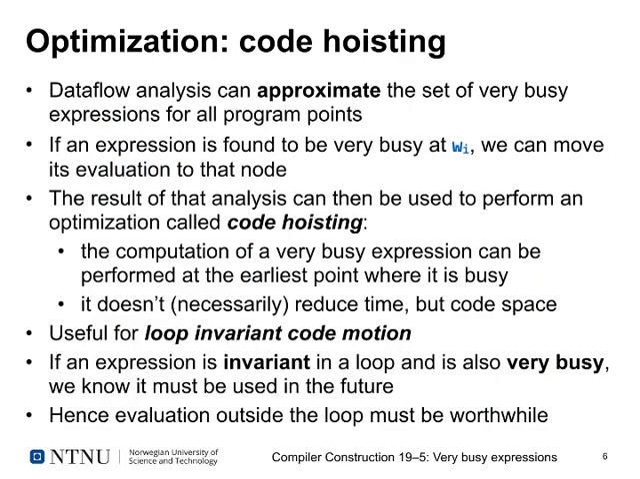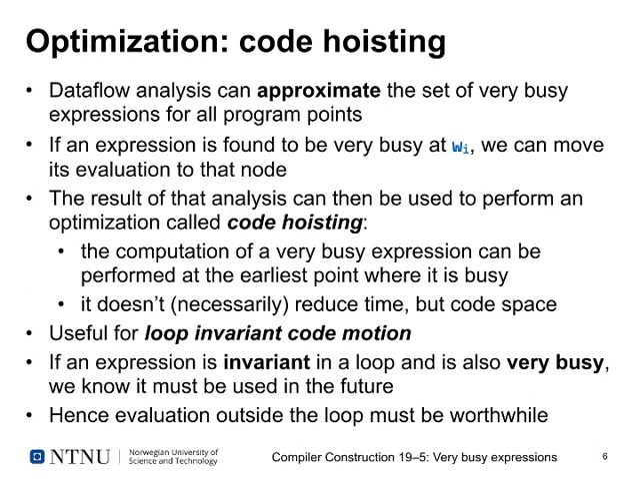Code hoisting optimizations have a bit of a problem because we can't do extremely precise analysis here. Data flow analysis can approximate the set of very busy expressions for all program points. If we know that an expression is found to be very busy at a program point, we can move its evaluation to that node. The result of that analysis can then be used to perform code hoisting.